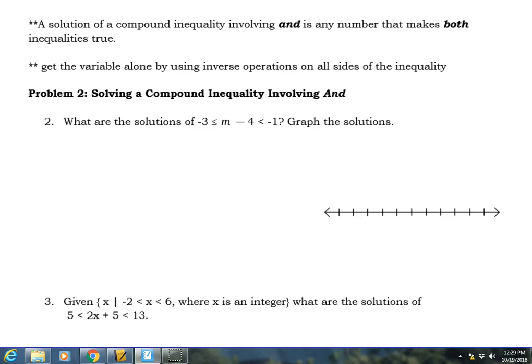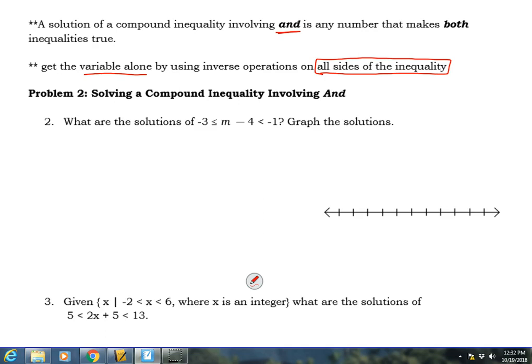Okay, let's try some solving compound inequalities. A solution of a compound inequality involving an "and," that's where the shading is in between, is any number that makes both the inequalities true. In order to solve a compound inequality, we're going to get the variable alone, doing the exact same process I use for solving equations, but we're going to do the inverse operations on all sides of the inequality.